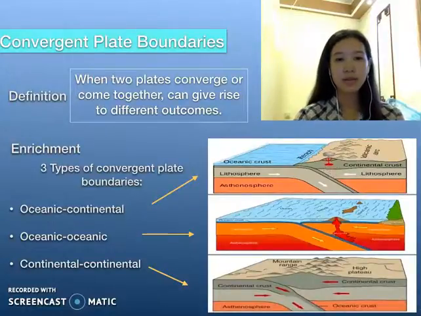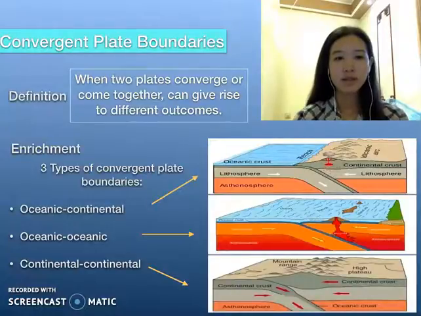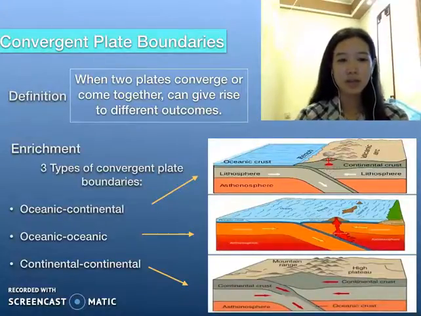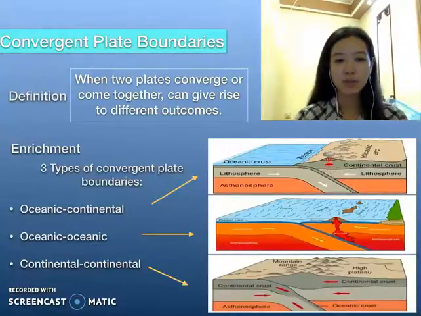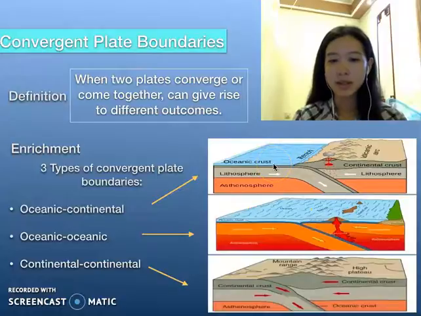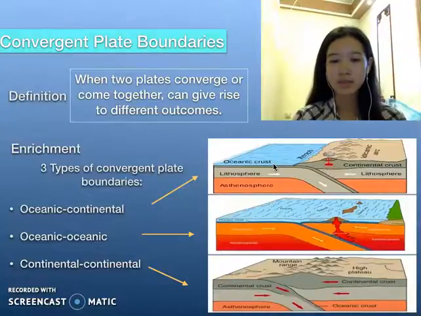The third type of boundary is convergent plate boundaries. The definition of it is when two plates converge or come together, and it can give rise to different outcomes. And there are three types of convergent plate boundaries. The first is the oceanic-continental boundary. You can see here that it happens when an oceanic crust and a continental crust collide.